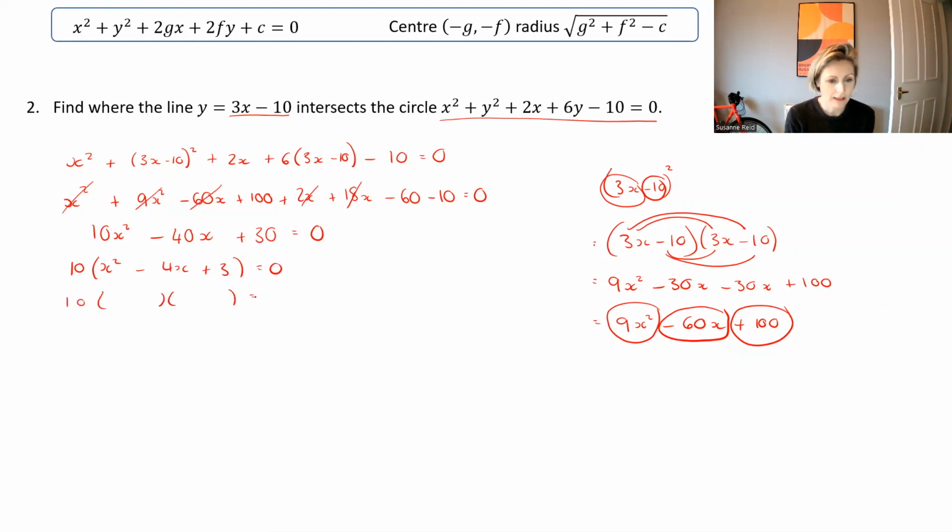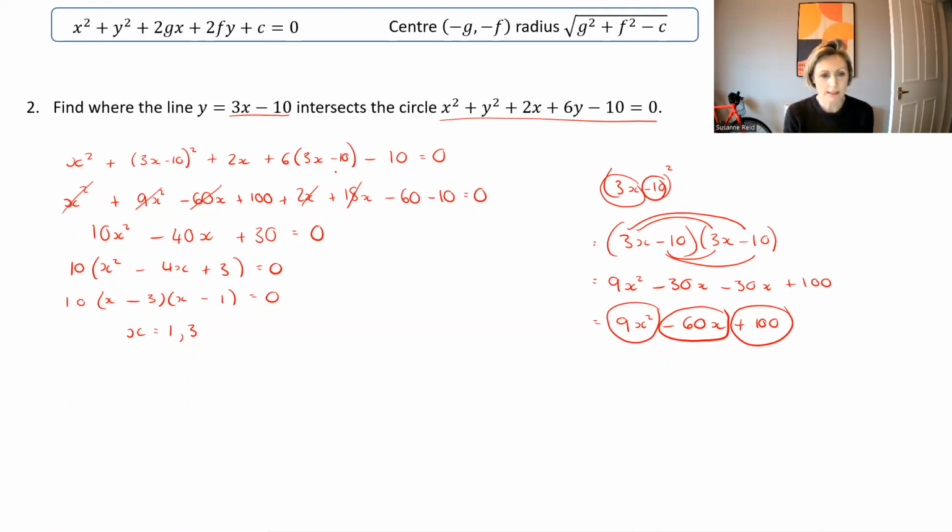And then putting that into my two brackets, numbers that multiply to give you 3 and add up to give you negative 4 are going to be minus 3 and minus 1. So that means my answers are x equals 1 and x equals 3. So those are my x coordinates for where the line will intersect the circle. So it's intersecting it in two places here. So I've got my x coordinates.